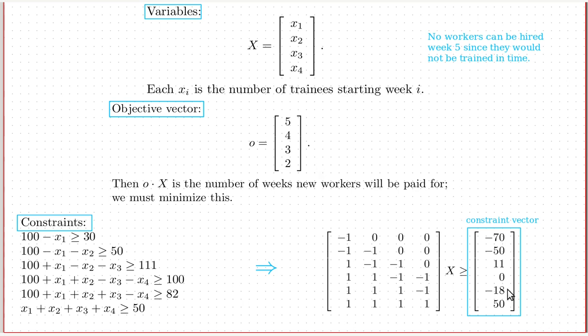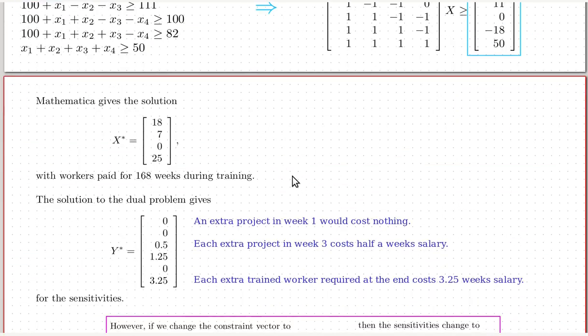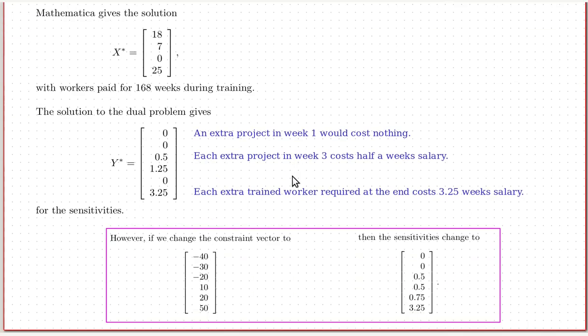And so here's the constraint vector, here's the objective vector, here's the A matrix, and then we just enter this into Mathematica and solve it. So I'll just give you the result here. Mathematica gives us a solution that the cheapest way to hire the necessary new workers, while still managing to get all the projects done, is you hire 18 new accountants the first week, 7 the second week, none the third week, and 25 the fourth week.